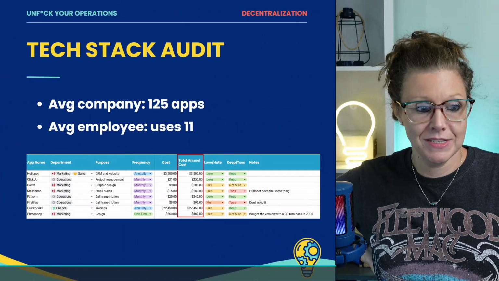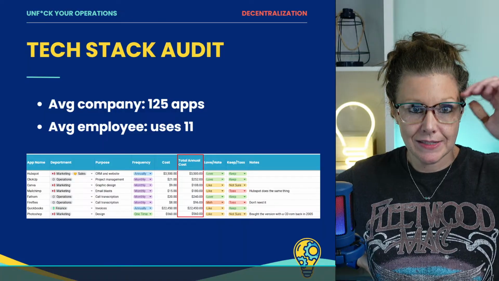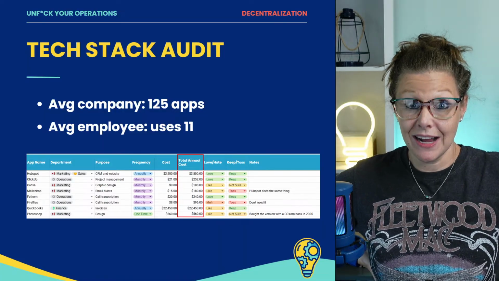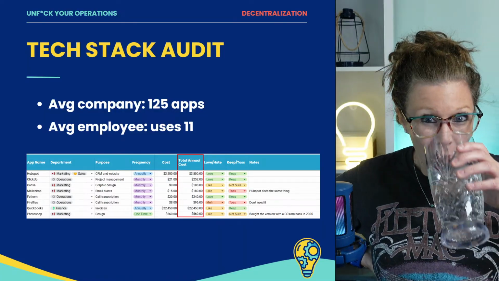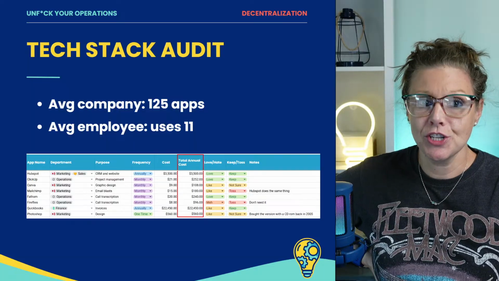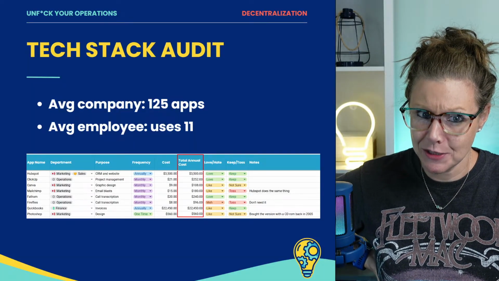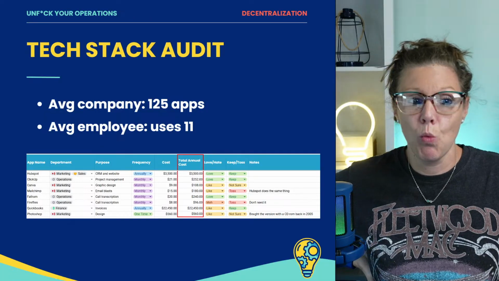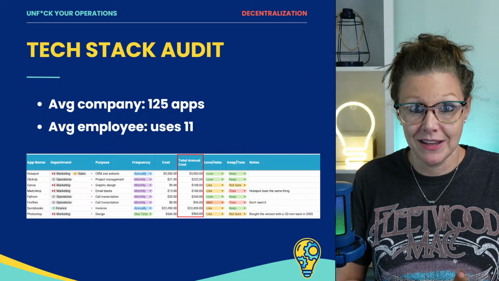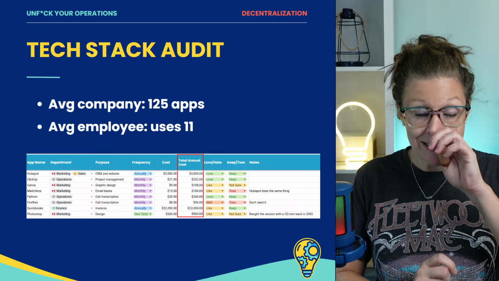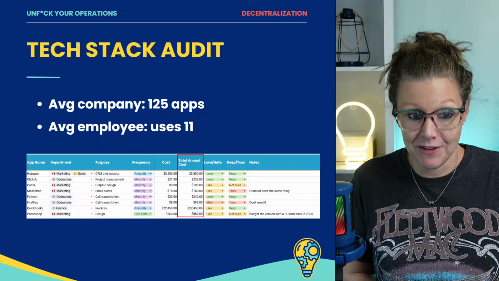All right, we're almost at the end. So how do we fix this? We do a tech stack audit. I found some research done by somebody or a company that had way bigger budget and who was way smarter than me. And they said the average company has 125 apps. I could not believe that. They said the average employee uses 11 of them.